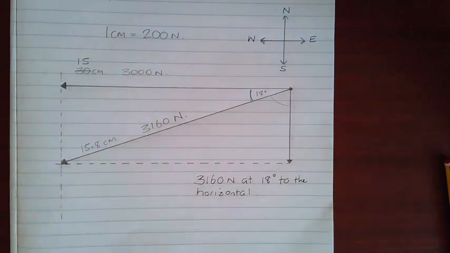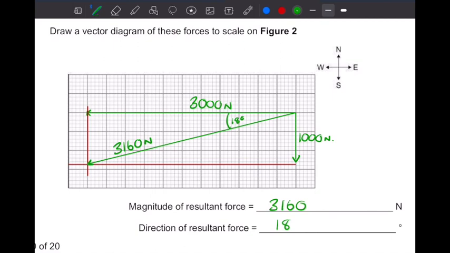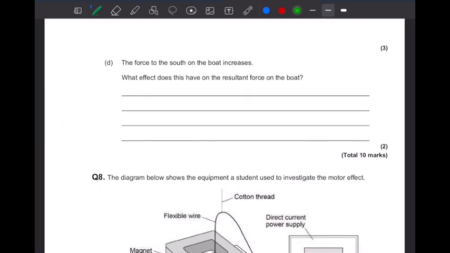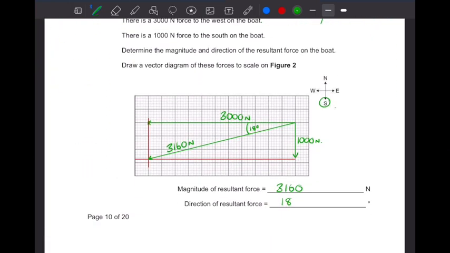Okay, back to the iPad for the next part of the question. So you can see I've just done a sketch of what we did on the paper. This one here isn't accurate, but I've just copied the same numbers down that we managed to get. The reason I put it on here is because we need it for the next part. So part D says the force to the south of the boat increases. What effect does this have on the resultant force of the boat? So if it's the force to the south, that's the downward force.